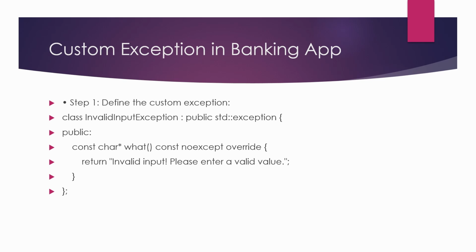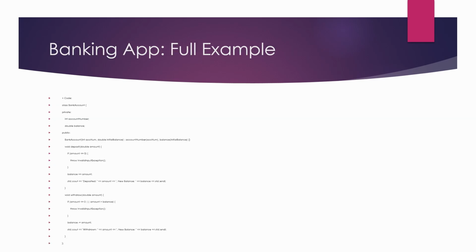Let's see how this fits into the banking app. Here's a full example of our banking app. The bank account class contains methods for depositing and withdrawing money. If the user enters an invalid amount like a negative value, the custom exception invalid input exception is thrown. The exception is then caught and the appropriate message is displayed.